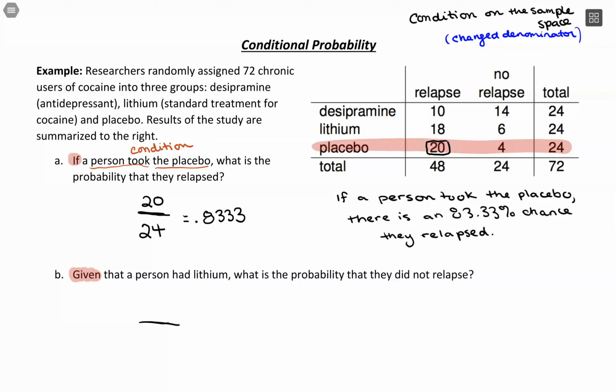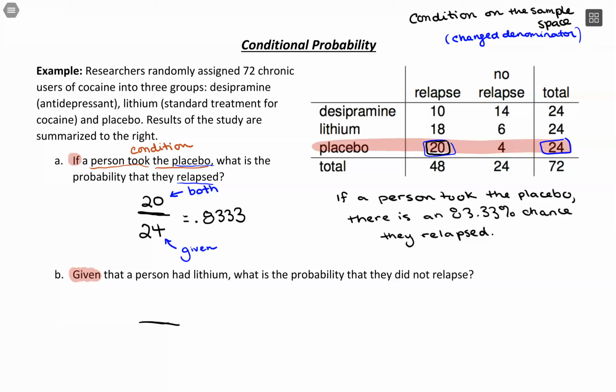So, some pieces to our fraction here. The numerator is coming from the intersection of both. They mention placebo in here, they mention relapse. That numerator is coming from the intersection of those two ideas. The denominator is coming from what was given, the information that we already knew. We knew they were in the placebo group, and that's what made our denominator.